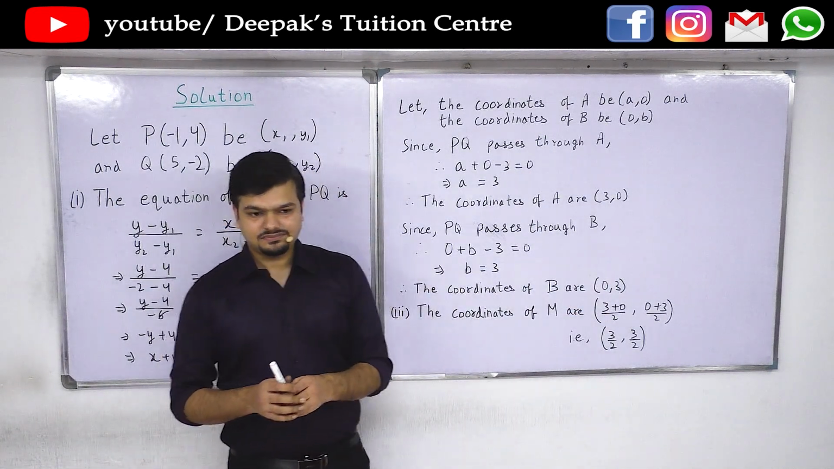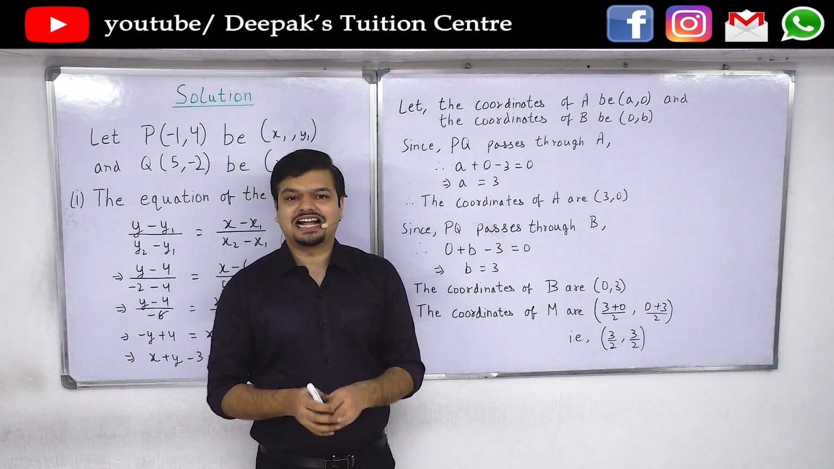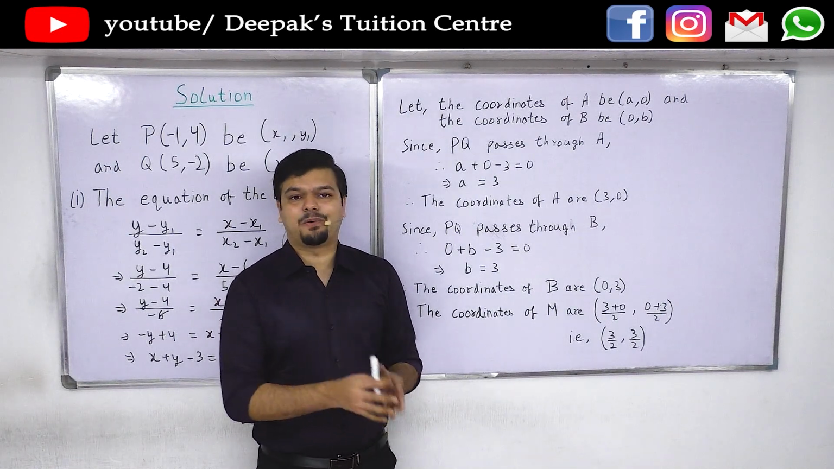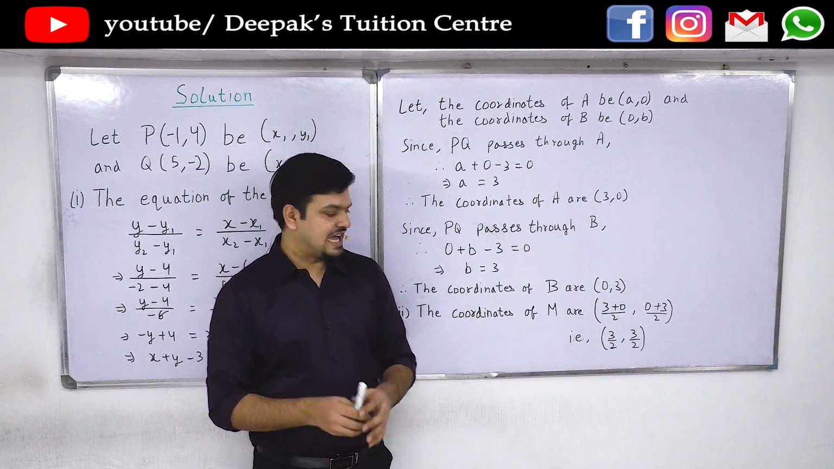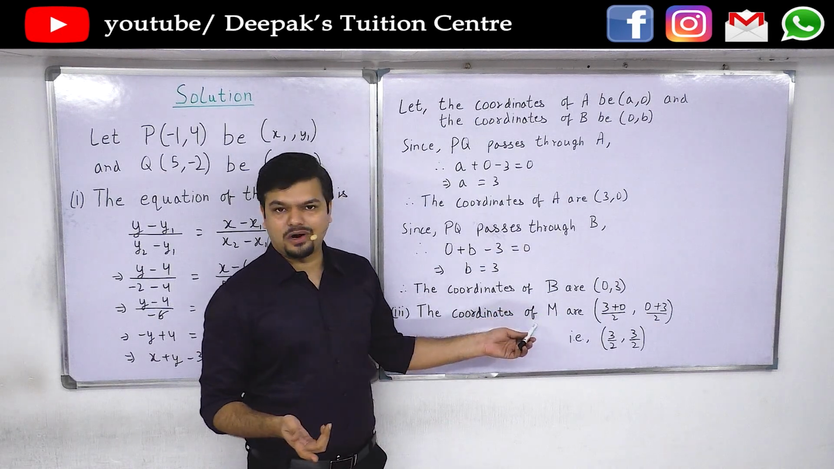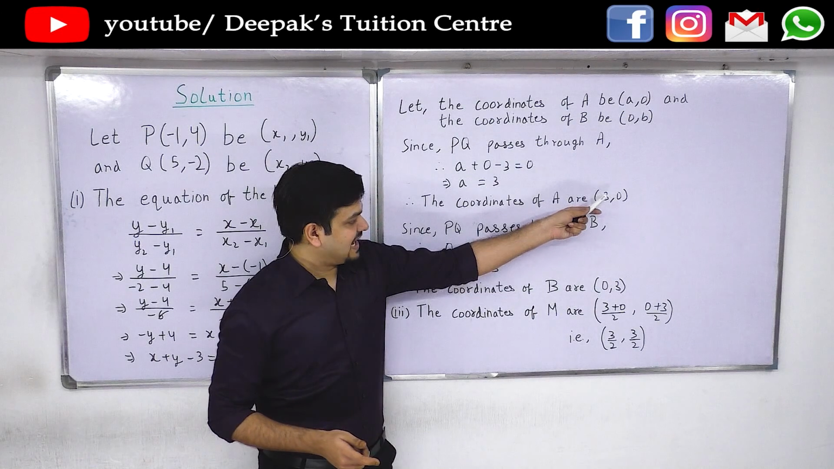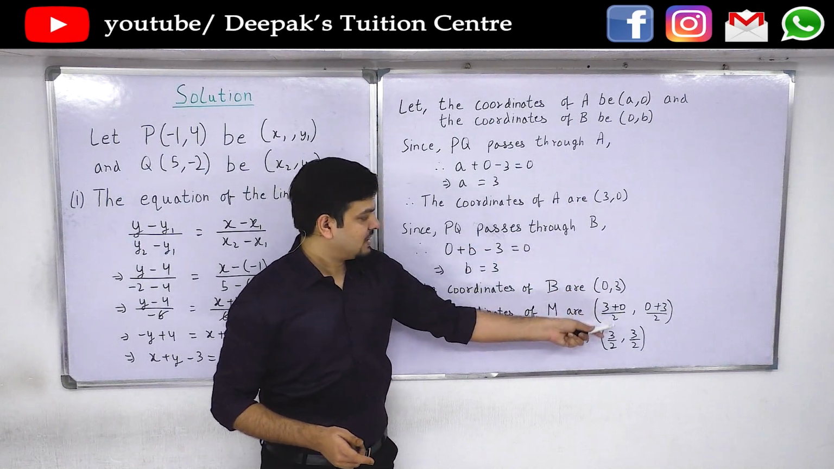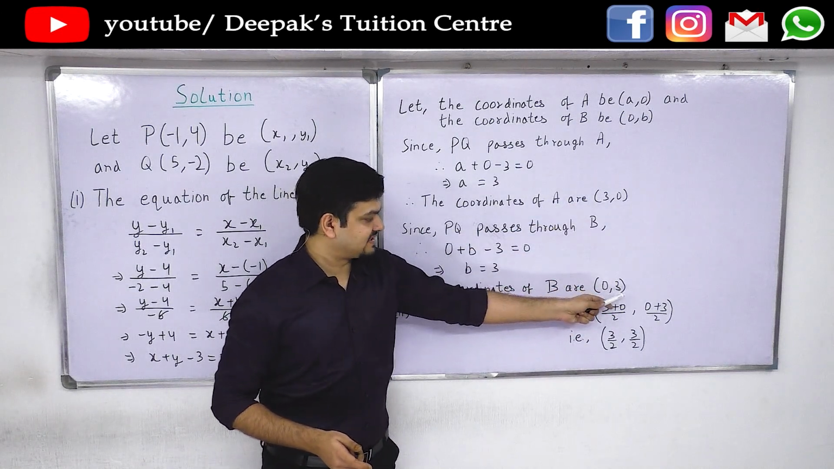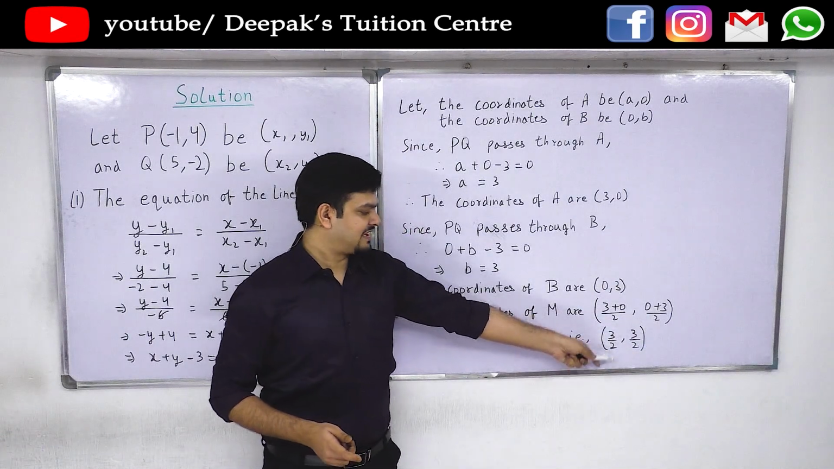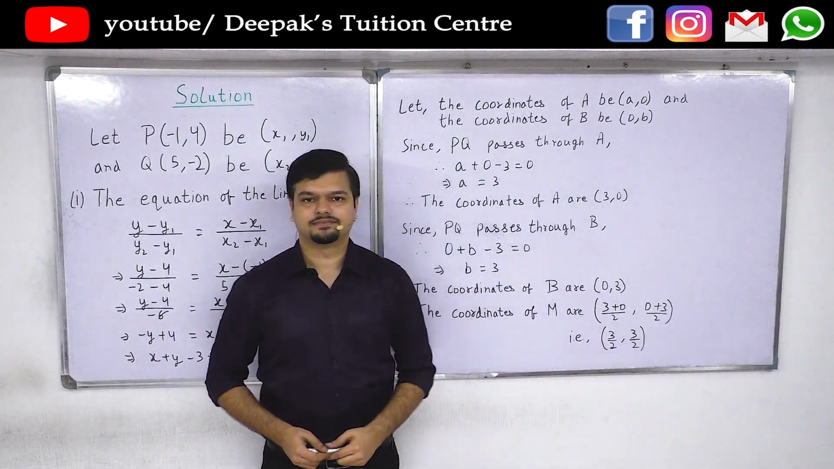We have also been told that M is the midpoint of the line segment AB. Therefore, we can calculate the coordinates of M using the midpoint formula, that is (3 plus 0) by 2 comma (0 plus 3) by 2. So that will be (3/2, 3/2).